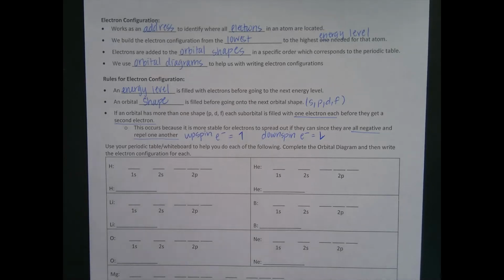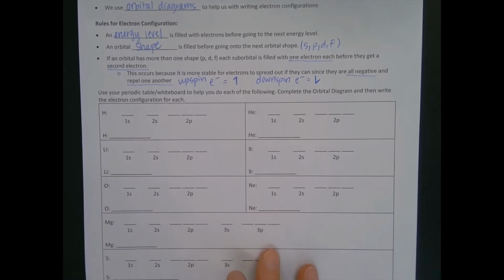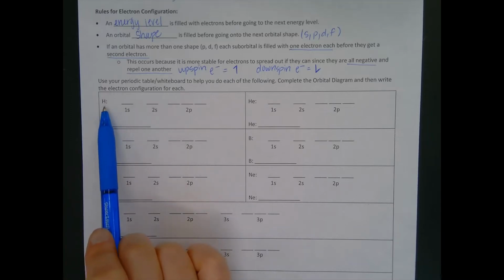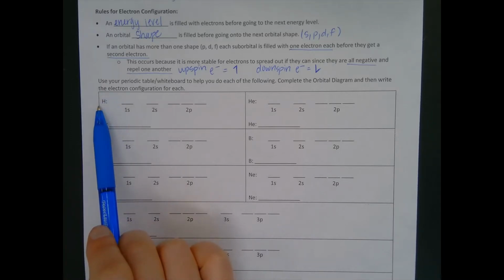And so they take on what's called a different spin, an up spin or down spin, in order to get as far away from each other as possible, okay? So now we're going to use a periodic table in order to complete these orbital diagrams. The first thing I'm going to do is explain the shape and then look at the periodic table. So hydrogen is my element that we're going to work on first.